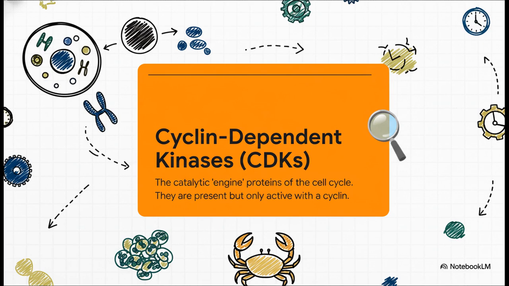Okay, let's meet the first part of our engine, the cyclin-dependent kinases, or CDKs. You can think of these as the powerful workhorses. They're kinases, which means their job is to add phosphate groups to other proteins, a process called phosphorylation. And phosphorylation is like a molecular on-off switch. Now, CDKs are pretty much always hanging around in the cell, but here's the catch. On their own, they're completely inactive. They're like engines, just sitting there waiting for a key.